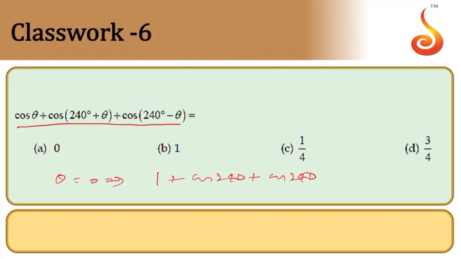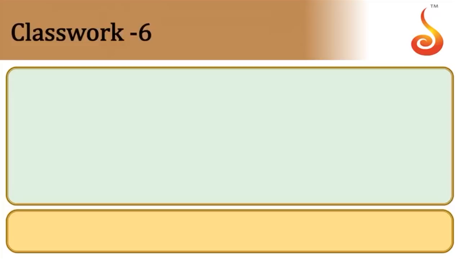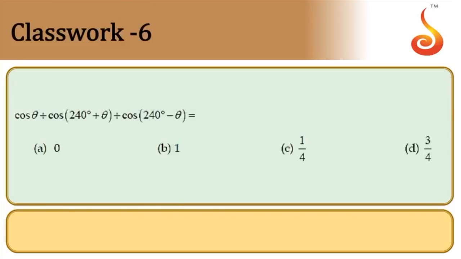cos of 180 plus 60, which is minus cos 60. So 1 minus half minus half. That answer is equal to 0.